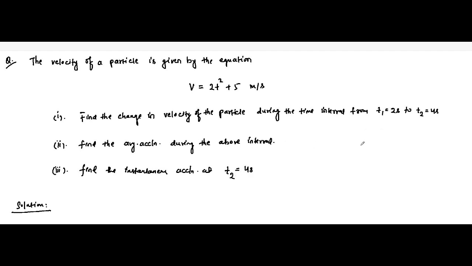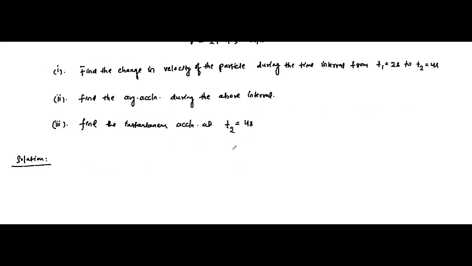Okay, so as it is given, it is clear that it is based on the concept of instantaneous acceleration and average acceleration. So v is equal to 2t square plus 5 meters per second.